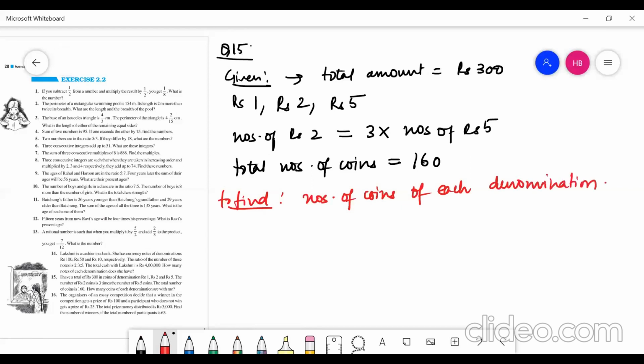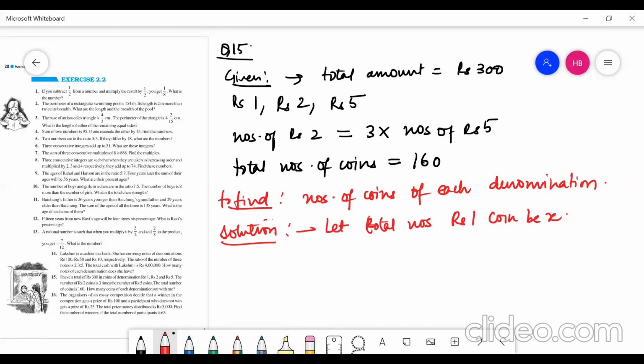That's what I need to find. Now let's go to the solution. Okay, so what will be the solution? In this, because I have to find the number of coins of each denomination, I'm letting the total number of 1 rupee coin be x. Okay.